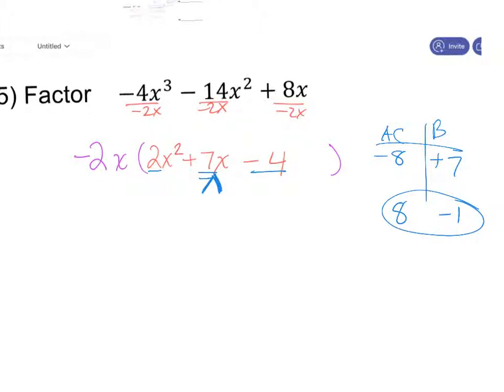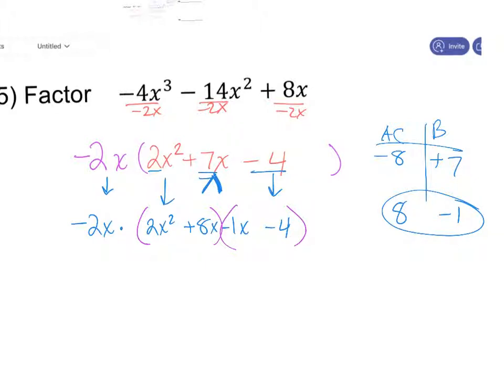I rewrite the GCF that I took out because it's still there. Then I am going to expand out the middle term. The 2x squared remains. 7x is really plus 8x and minus 1x. And I rewrite the minus 4. Within that, I factor out by grouping the 4-termed expression. Do I have to put 1x?